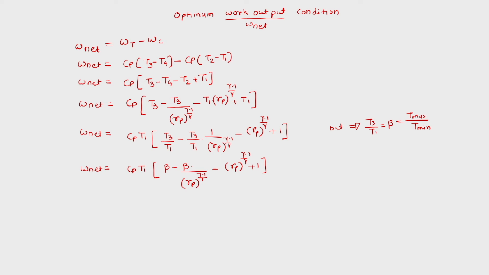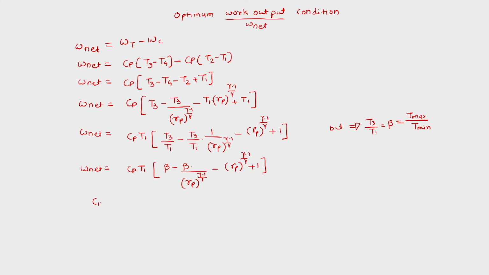Now our objective is to find out when W net can be maximum. So let us make an assumption for the derivation: Cp is known, T1 is known, beta is known, and gamma is known. These are known quantities, so in this expression they are all constant. Cp into T1 is constant, beta is constant, and gamma is constant. Then W net is practically a function of only Rp.